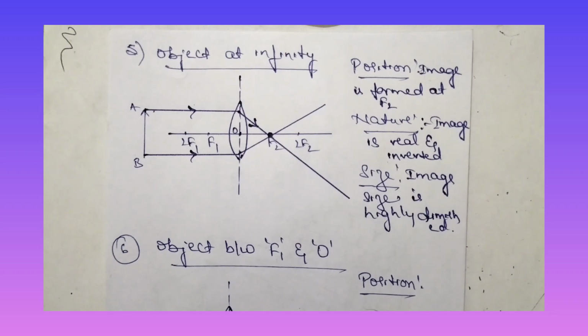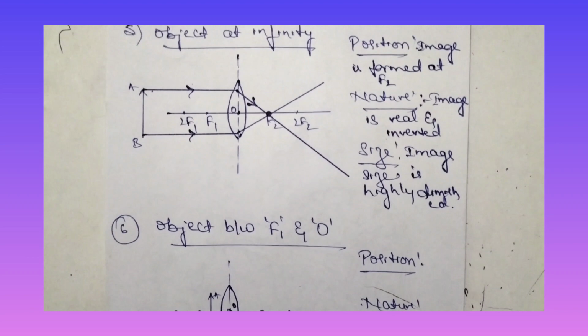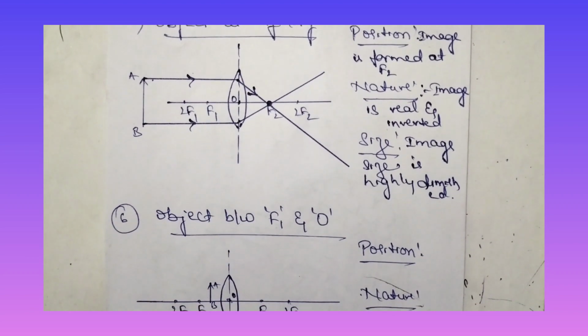So these are the points that you have to write regarding when the object is kept at infinity. When the object is at infinity, the image is formed at principal focus F2. The image is real and inverted, and the size of the image is highly diminished. The image becomes too small, that is, a point-sized image will be formed. So this is about position number 5.